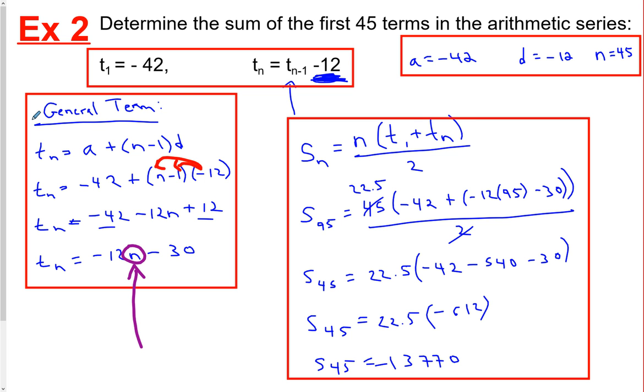Okay, here we go. We're going to try this out, so have your notepad ready. Remember, we want to find our A, our D, and our N, and then we're going to try and find the general term, and then we're going to use that second formula. Here we go.